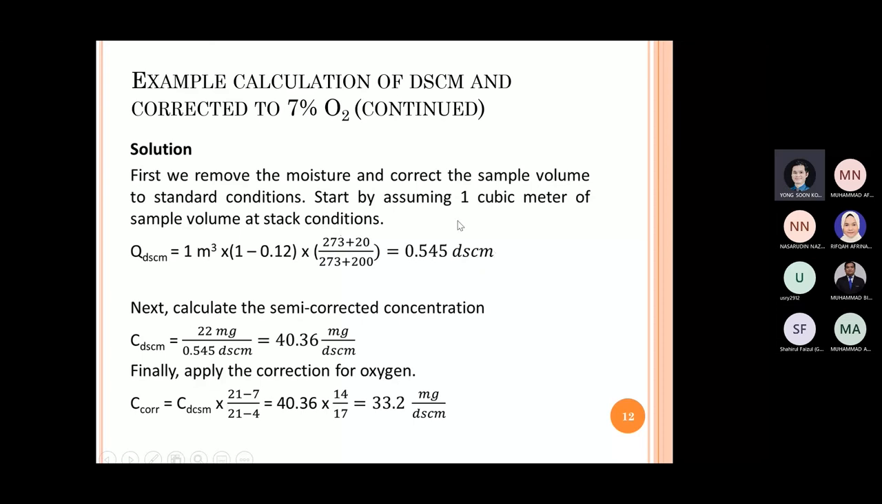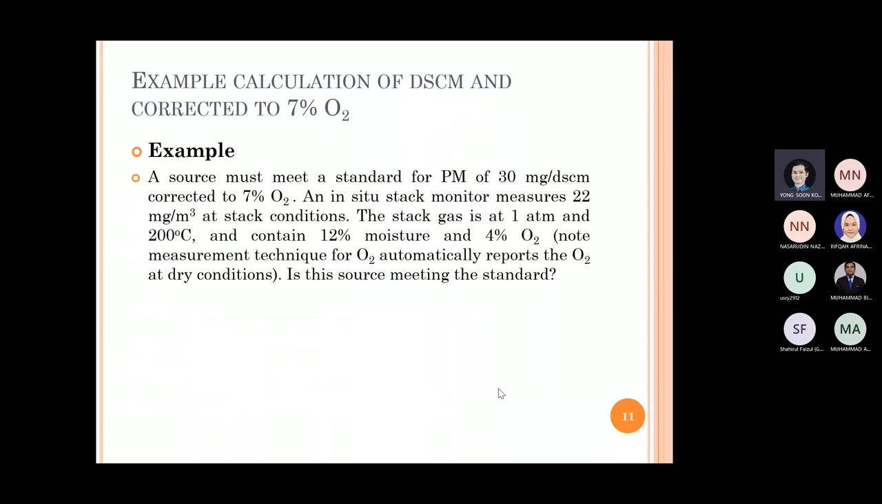Once you get this volume corrected, then only you correct the oxygen level, in which once converted, this is the concentration. This is a concentration with DSCM. It's 40.36. But once you corrected according to its correct oxygen level, it becomes 33.2. So you see the difference, quite a large difference if it is corrected. So back to the question again, did this emission comply with the standard as provided by the authority or the regulation? I think very obviously no. Because here once you calculate 33.2, but here the standard is 30.